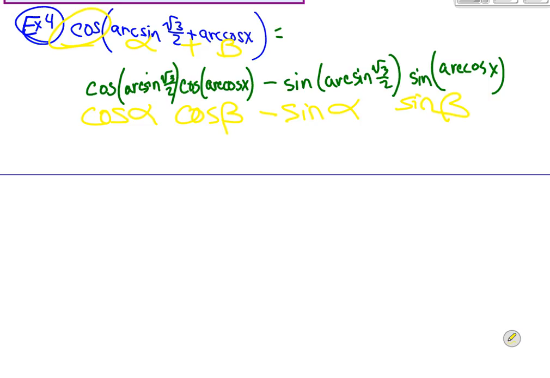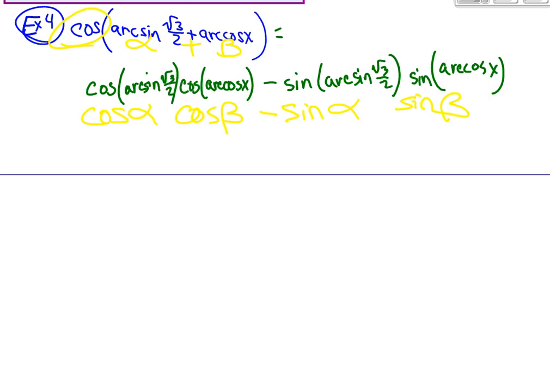So as you're writing that, you're just plugging that in to the formula that you know. The cosine of something plus something is the cosine of the first thing, cosine of the second thing, multiplied together, minus sine of the first thing, sine of the second thing.